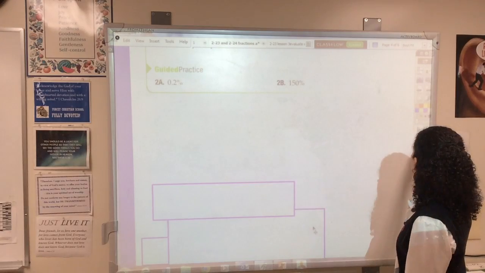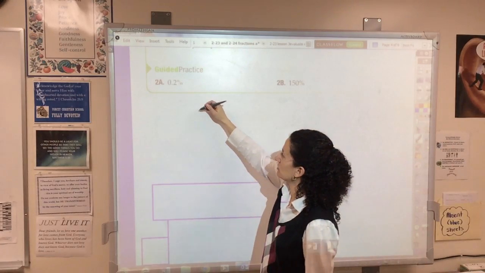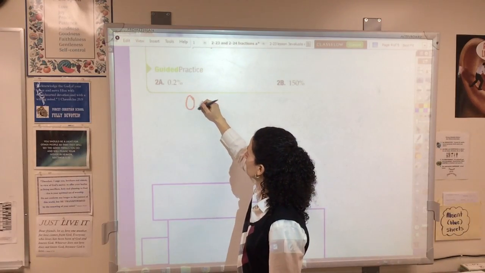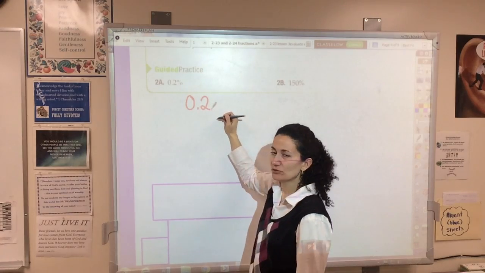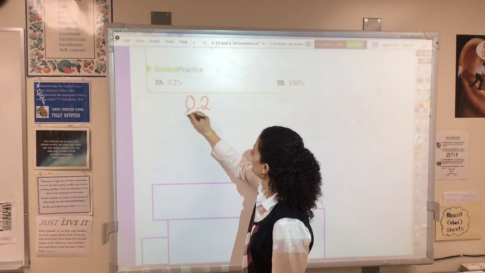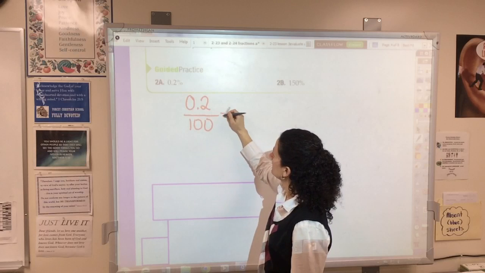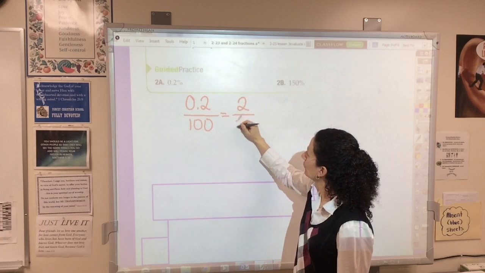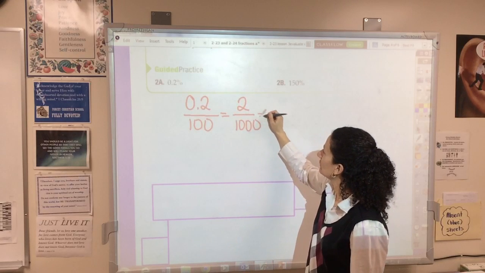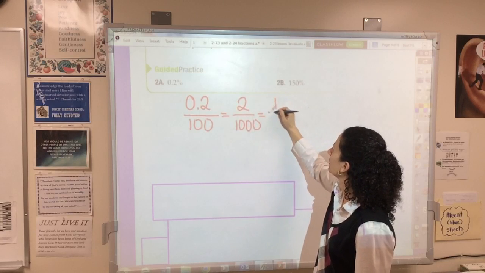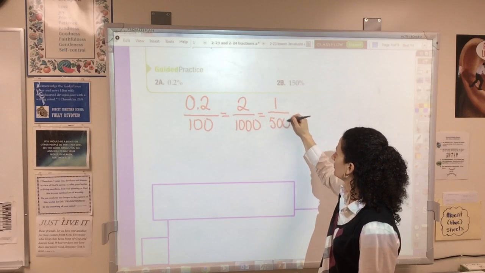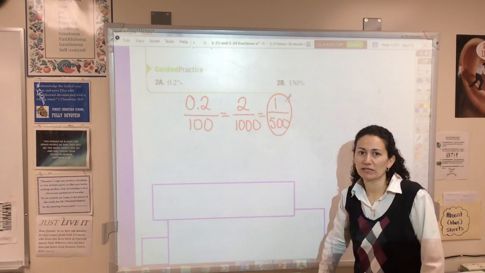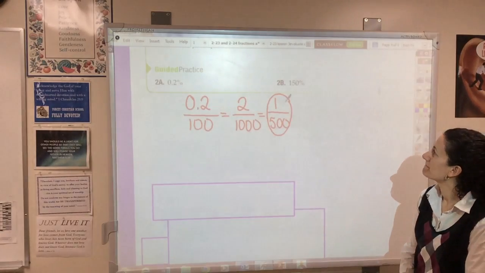Alright, I'm going to go through these pretty quickly just to wrap up and make sure you understand how to turn a percent into a fraction. So 0.2 over 100 is the same thing as 2 over 1,000. And if you divide by 2, you get 1 over 500. How did you do on that one? Check your work.